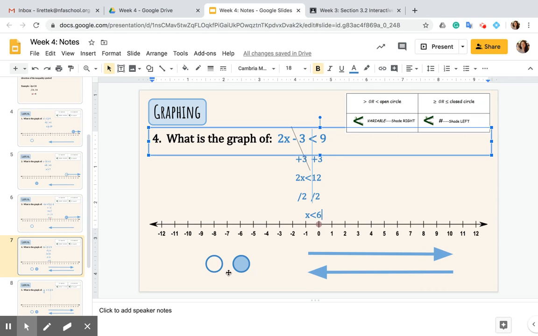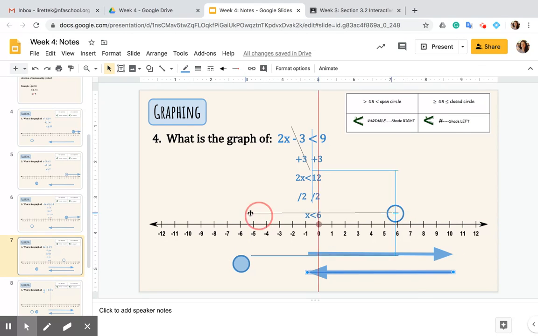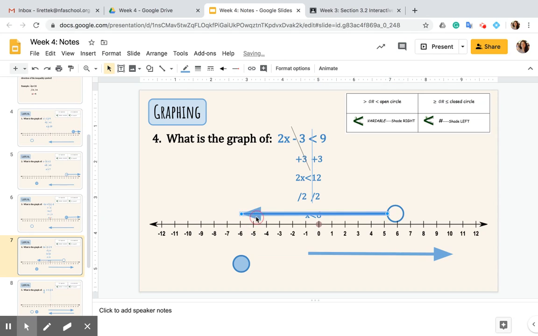All right, no bar under my symbol, so I want an open circle above the number 6. And then less than means I'm shading to the left. And I'm going to have to shrink the size of this arrow so you can actually see the answer and the graph at the same time.